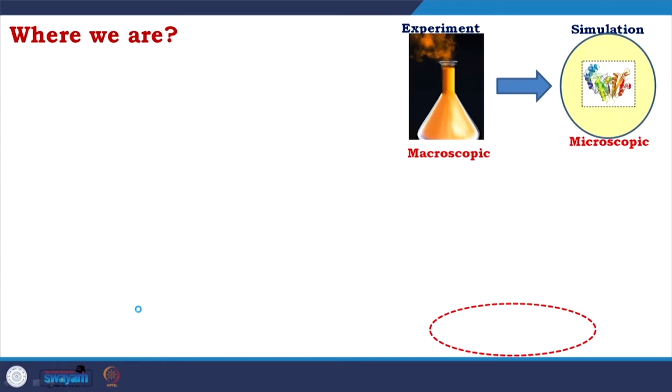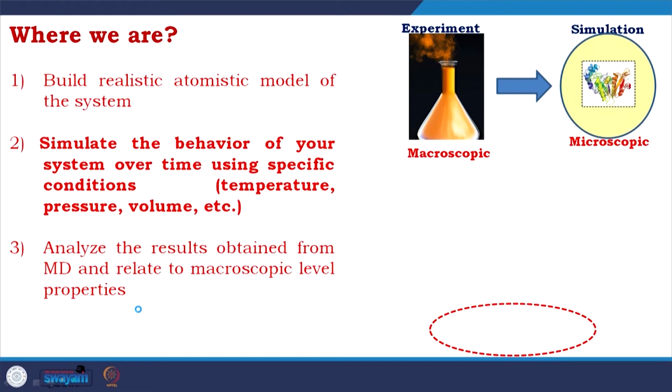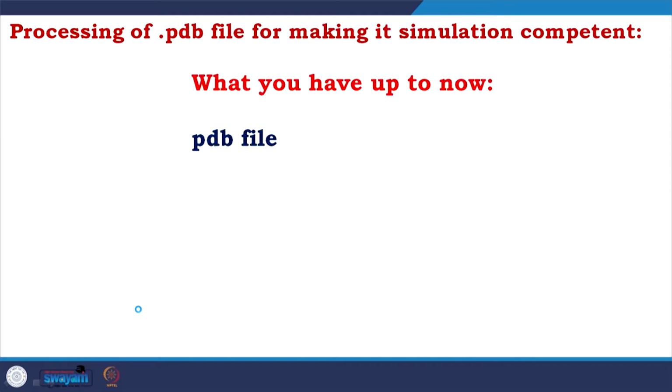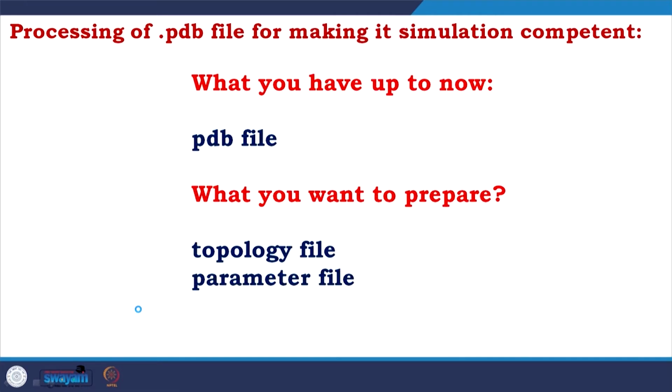As I talked about the experiments, we want to simulate the behavior of the system, and we already have built the realistic atomistic model of the system. So, we develop a model system from our understanding of the real system. We have a clean PDB file. Now, we think that we would use that clean PDB file to simulate, but that is not the real thing, because you have the PDB file, you could not use it for simulation.